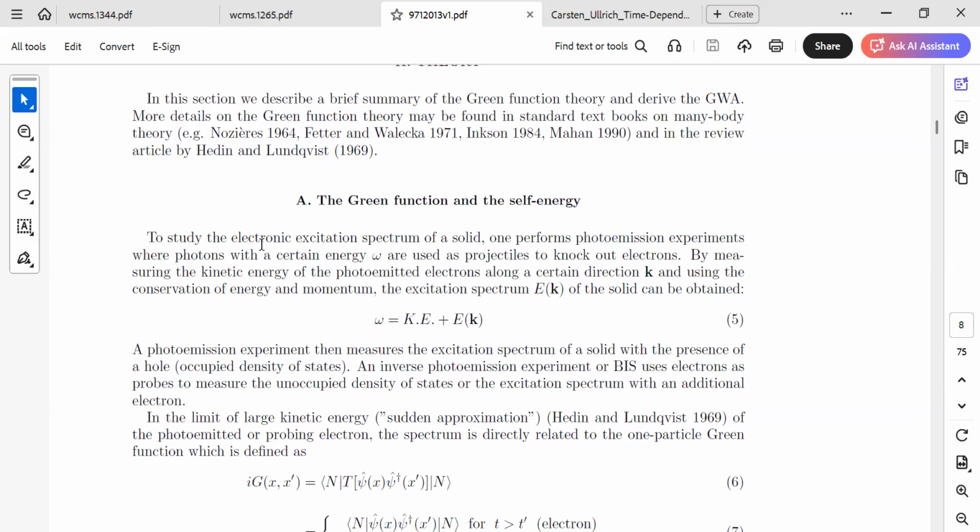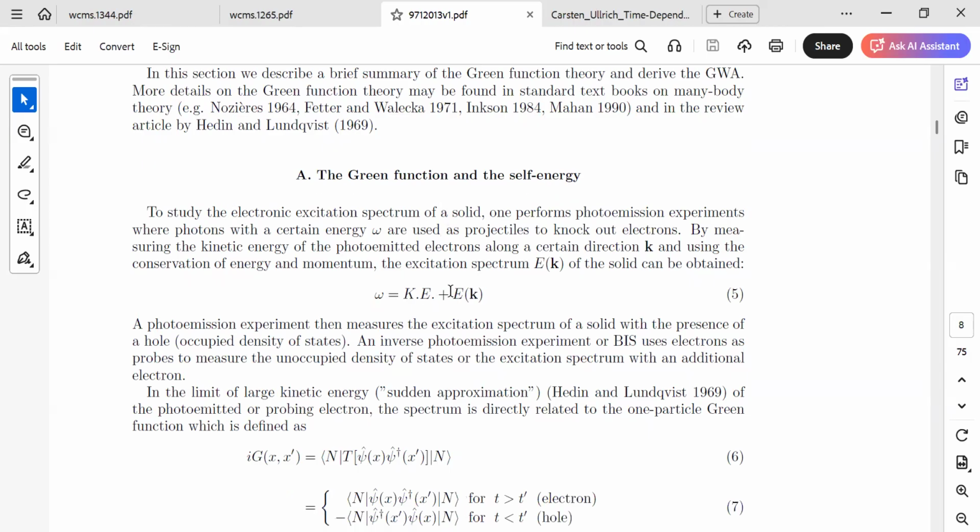Actually, we were talking about the electronic excitation spectrum. What does this mean? This means that whenever we have a system of electrons, when one of the electrons jumps from a low energy state to a high energy state, then we say that the system is in an excited state.